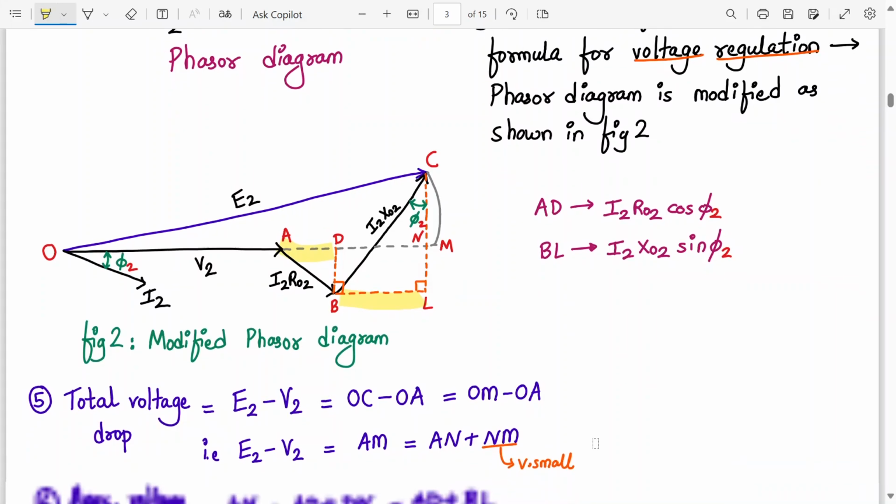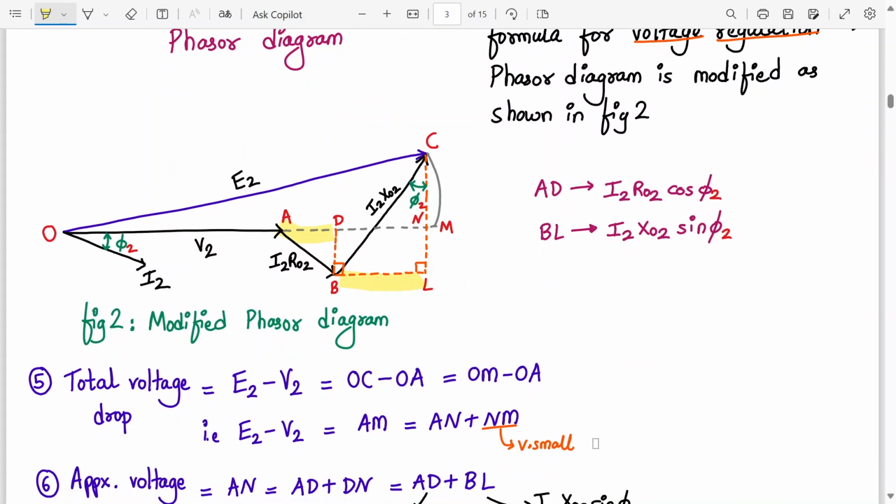Okay. So in this modified phasor diagram, what is E2 minus V2? It's OC minus OA, right?